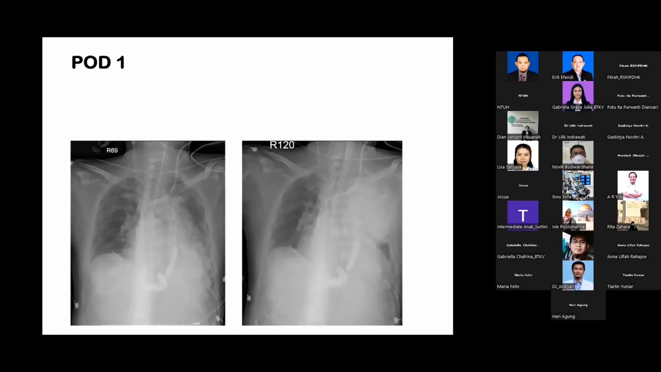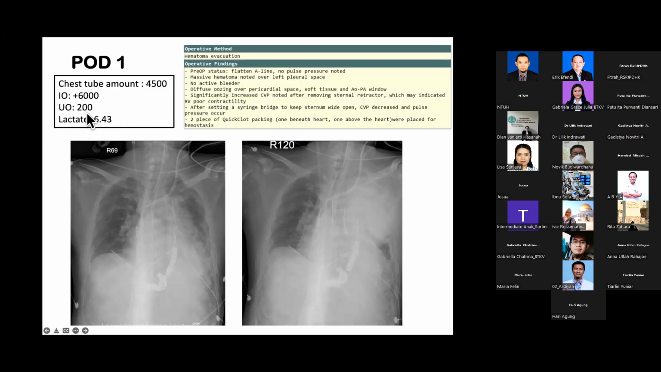Okay, this is day 1. You can see there are some packs in the chest, and after waiting a while, you can see here the next day the lung has some collapse over the left upper pulmonary area. The chest tube output in the first day is 4,000, and the urine output is not good. Then we must reopen it because of the tamponade.